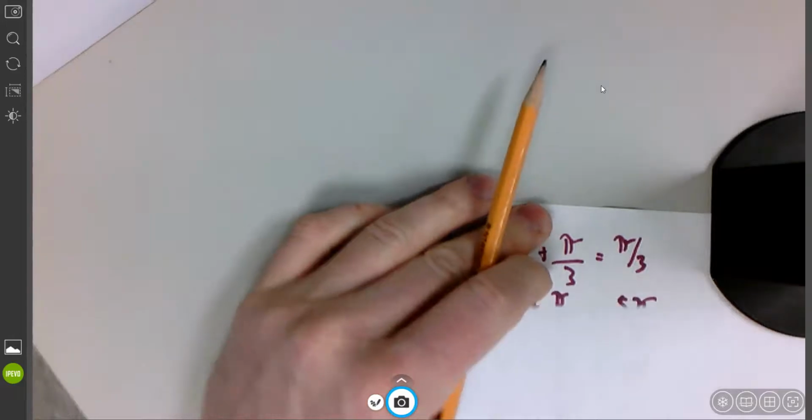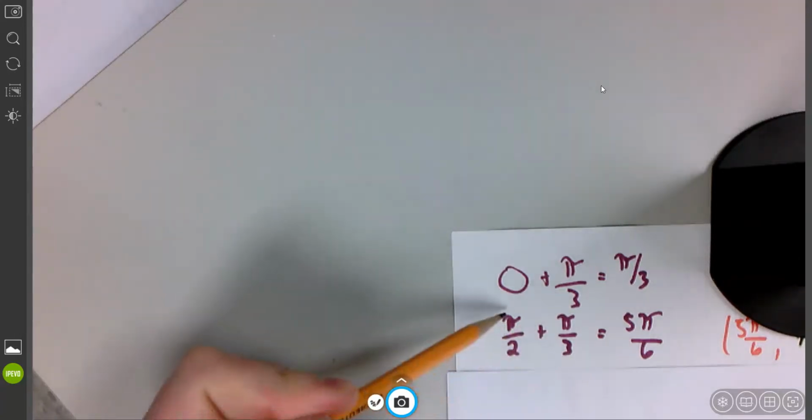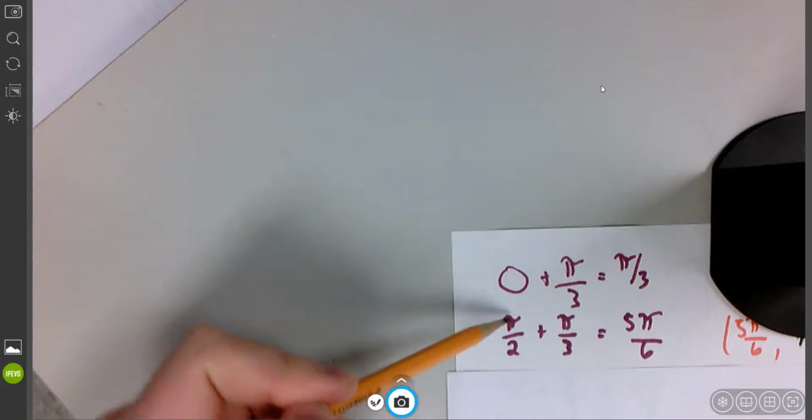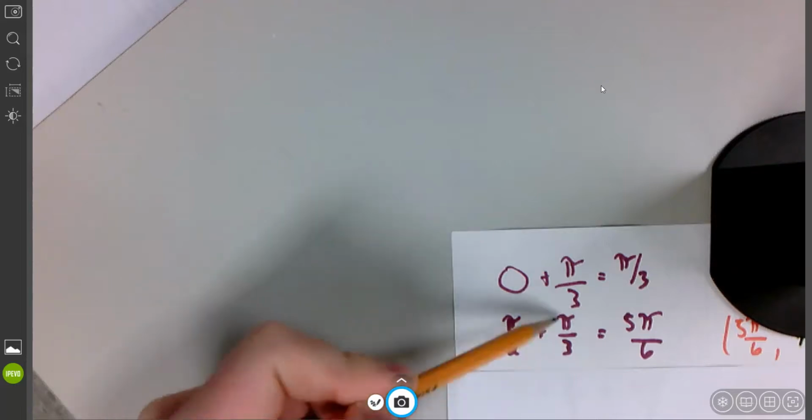What can I cover here that you can still see what I need you to see? How about that? So there's the first one. 0 plus pi over 3, pi over 3. Next one, got to add some fractions. Pi over 2 plus pi over 3. Well, I would need a common denominator. That would be multiply these by 3, multiply these by 3, multiply these by 2. It would be 3 pi over 6 plus 2 pi over 6. It's 5 pi over 6.